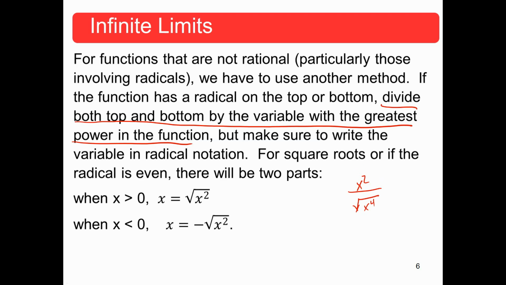However, if we do use x squared, we have to make sure and write the variable in radical notation. So if I want x squared, isn't that the square root of x to the fourth? Right? Aren't those the same thing? So we're always going to square this and then take the square root, remembering to use plus or minus if we're dealing with a square root. Now, how does that look in practice?